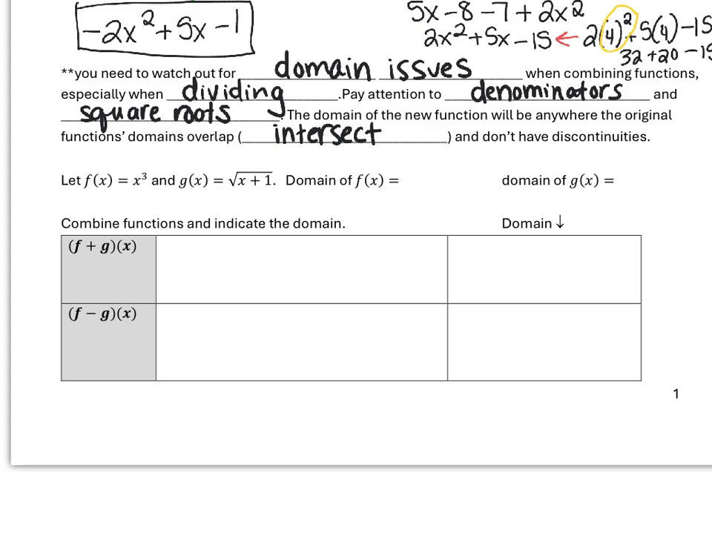So for example, if we have f of x equals x to the third, before we do all of our combinations, let's identify the domain and where the domains overlap. What's the domain of x to the third? What's the domain of just a cubic function?